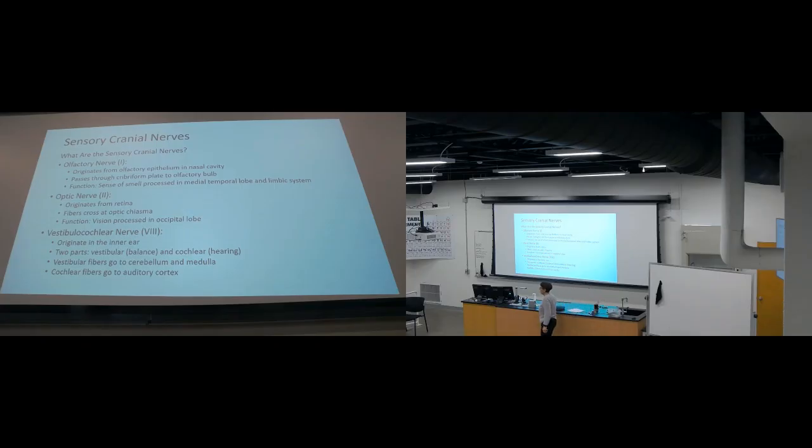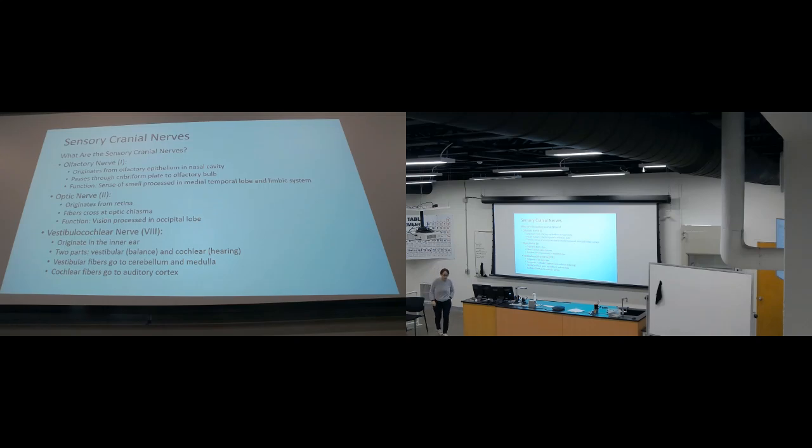So then, the function of cranial nerve number 1 is smelling. And then the olfactory cortex is located in the medial temporal lobe and the limbic system. So that's where we create memories for olfaction.